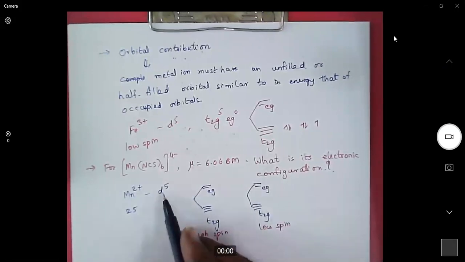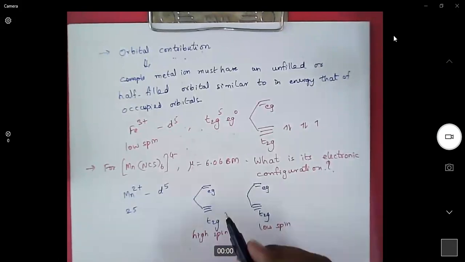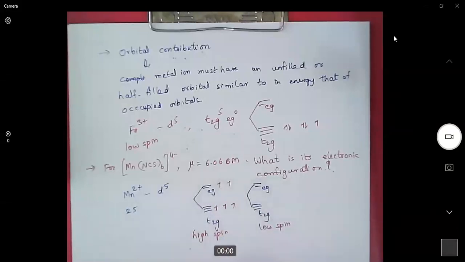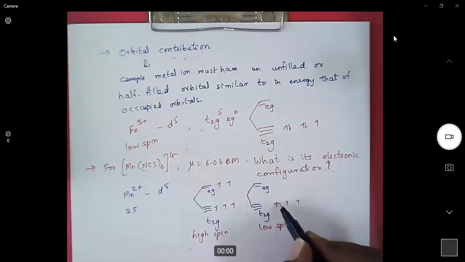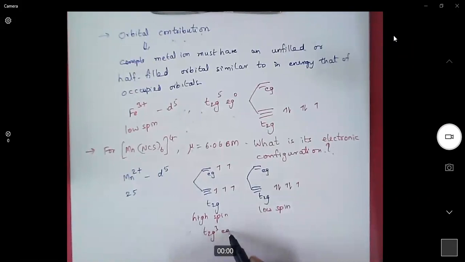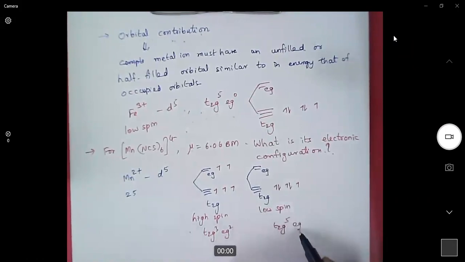Now arrange these 5 electrons according to high spin. Because it is a high spin, after filling the t2g, electrons will go to eg. Whereas in a low spin complex, the electrons will not go to eg. Instead, they will start pairing in t2g itself. So in a high spin, we have an electronic configuration of t2g3 eg2, whereas in a low spin, we have an electronic configuration of t2g5 eg0.